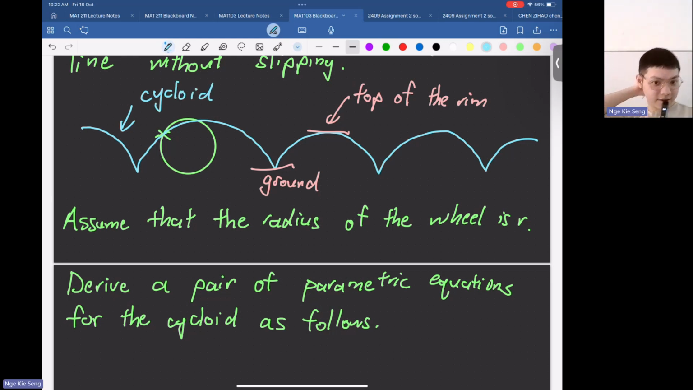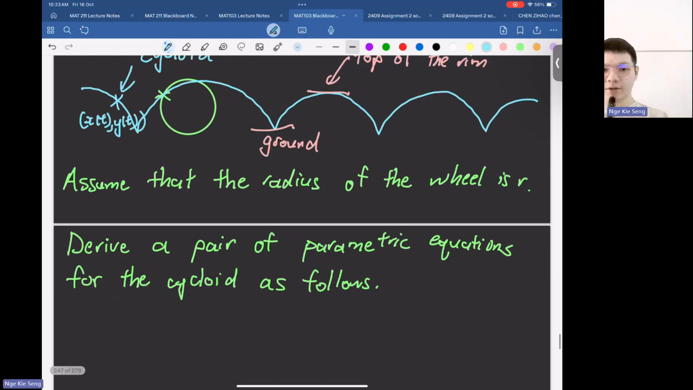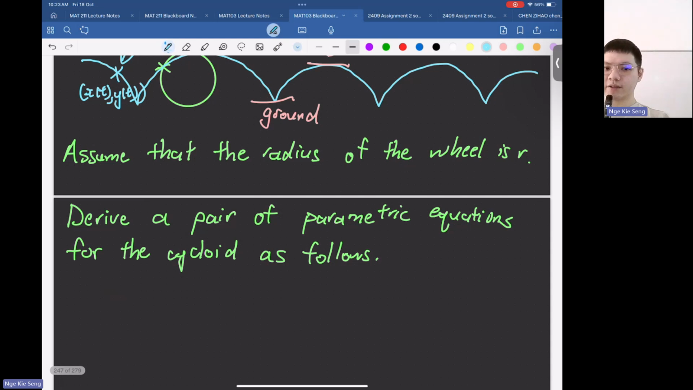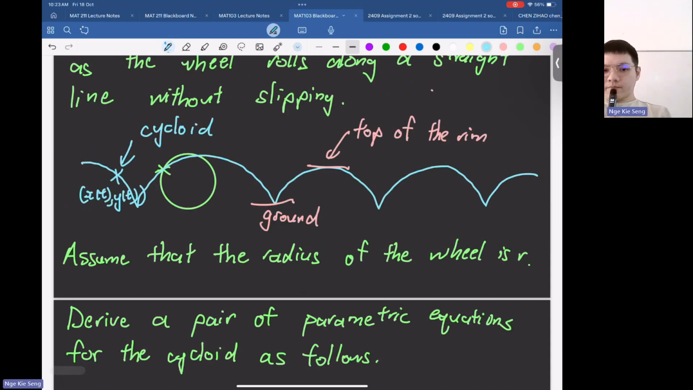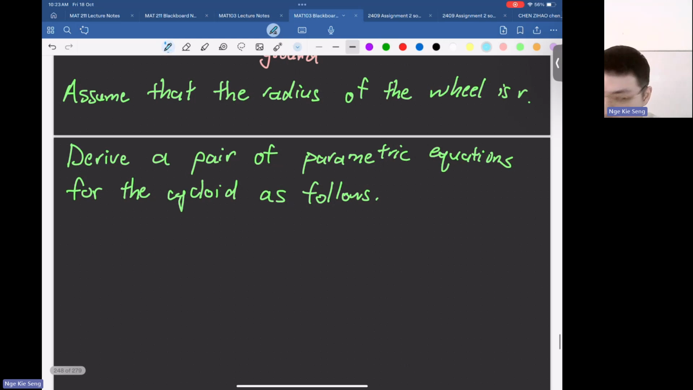So how do we derive this? Like what I said, how to derive a parametric curve here? You need to tell me x(t) and y(t) depending on t. So the main idea is to get the formula of x(t) and y(t). So how to get this? A bit out of thin air here. So let's see how we do this. The strategy is to look at a small part of this cycloid first.